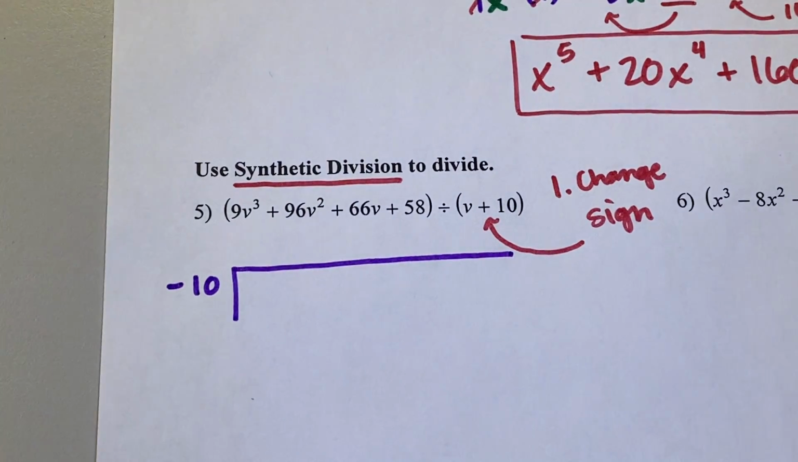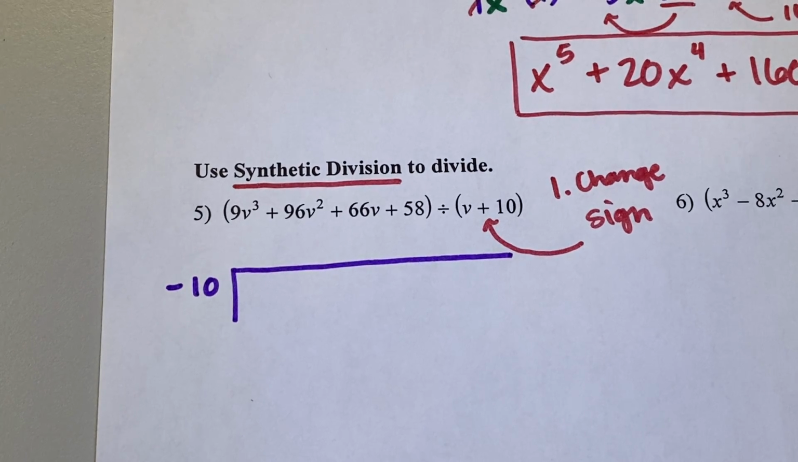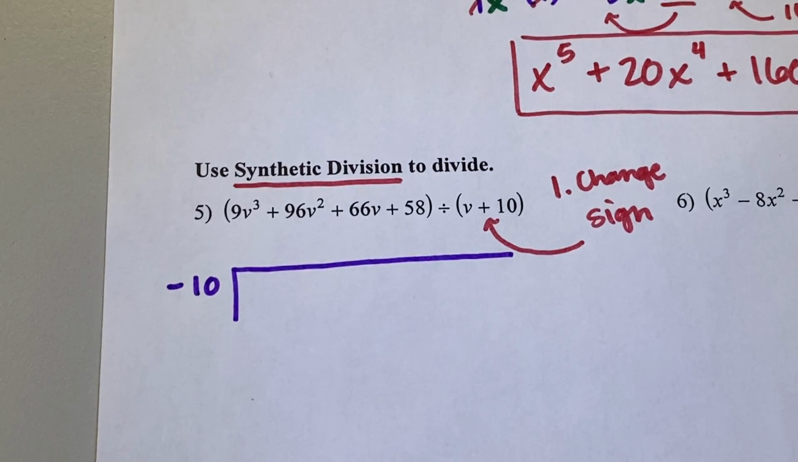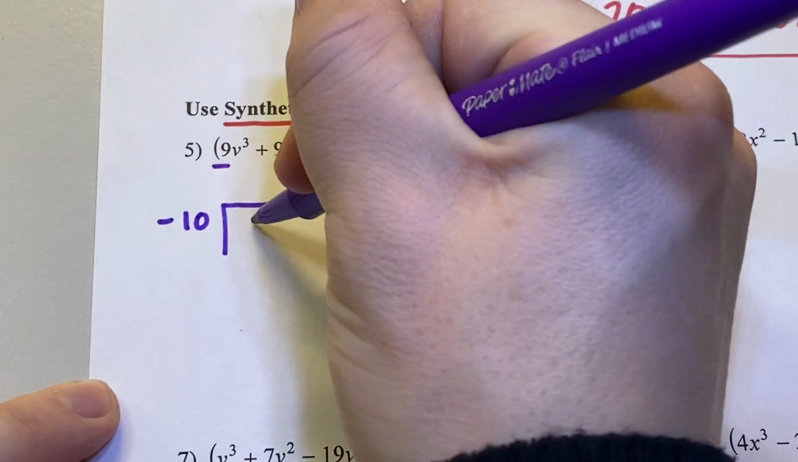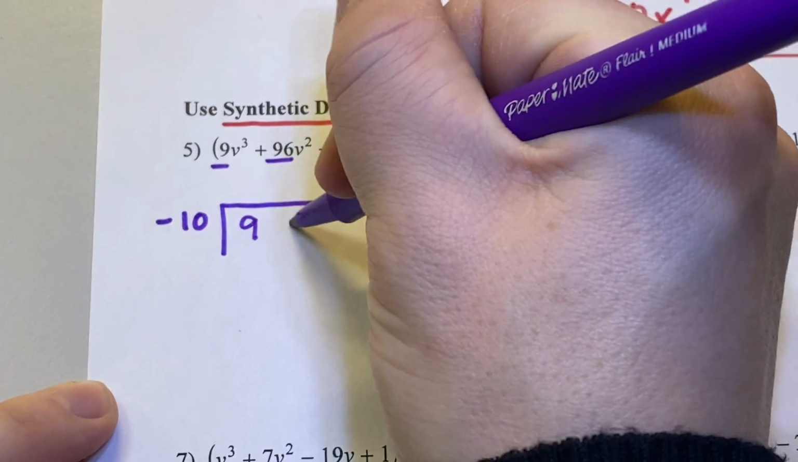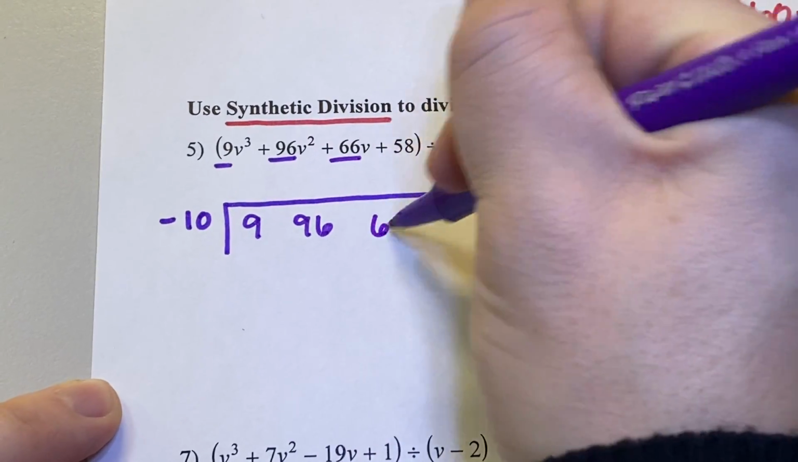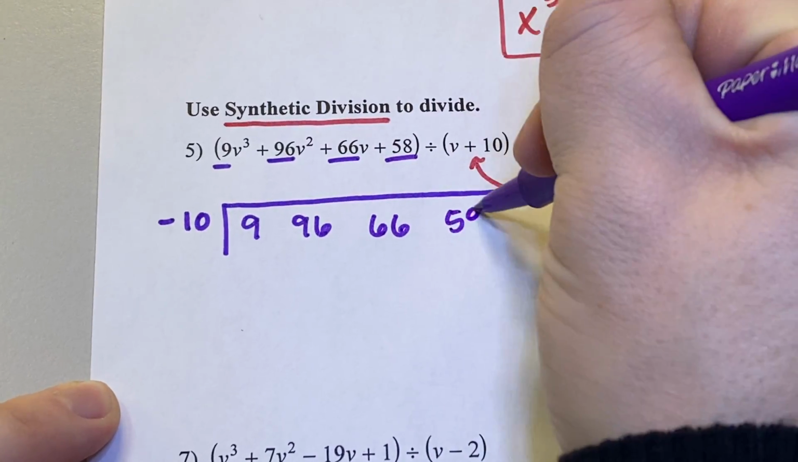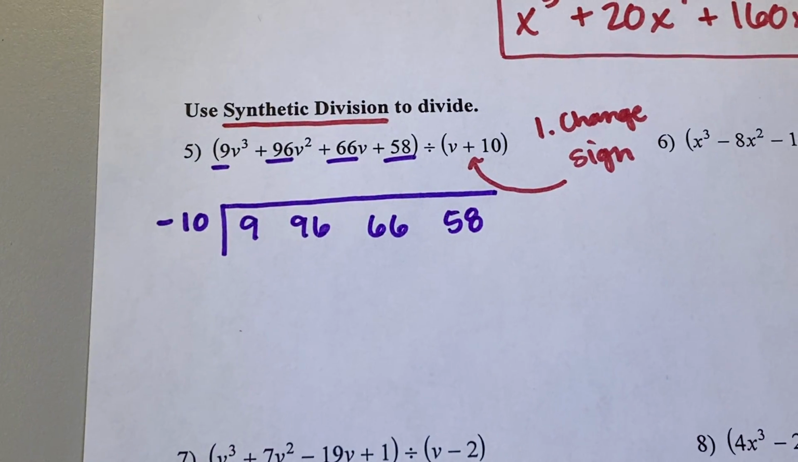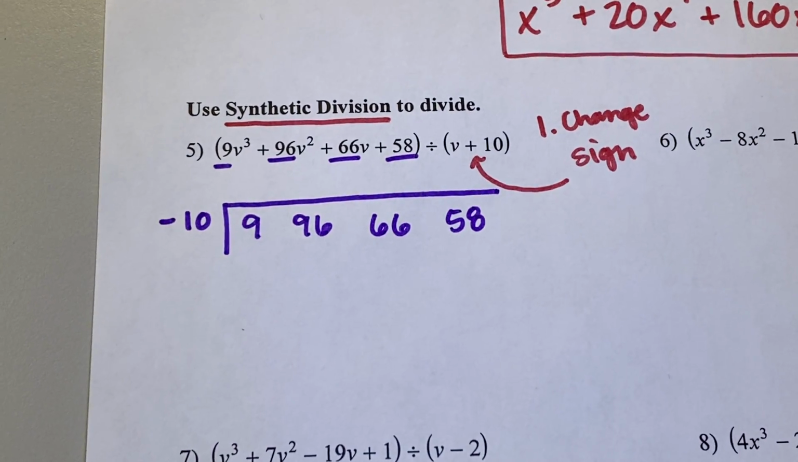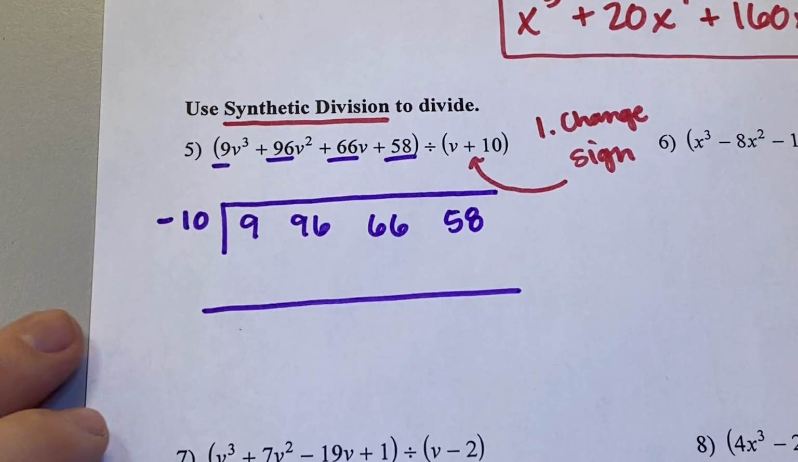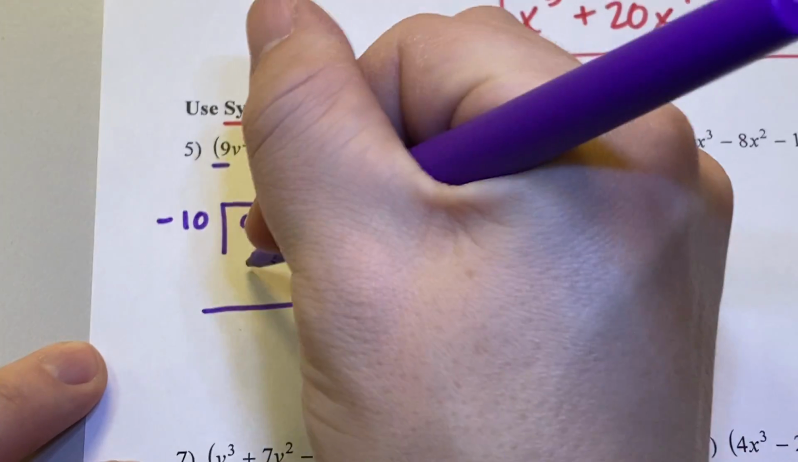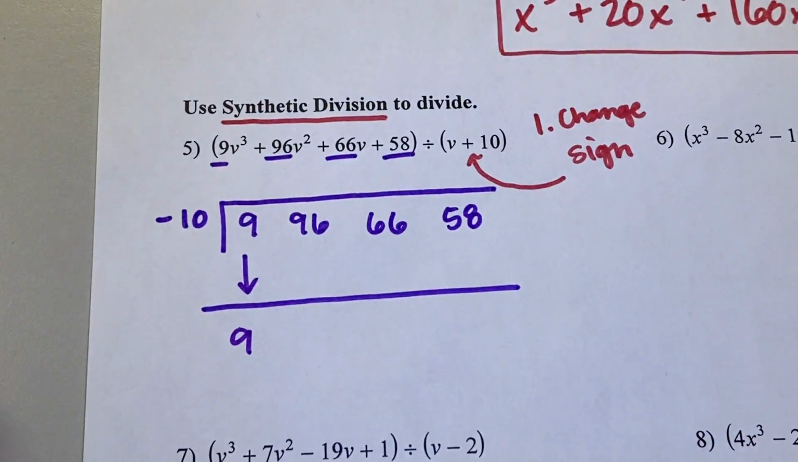Draw your little division symbol. Just like on our starter, we only care about the coefficients, the numbers at this point. So grab your coefficients: 9, 96, 66, and 58. We'll put the variables back on at the end, but right now we don't care about them. Draw your line. Okay, now we just follow the pattern. First things first, drop your first guy.